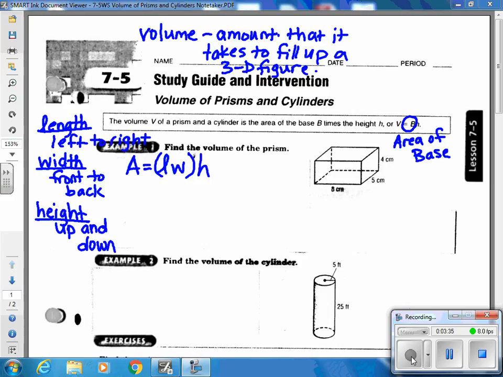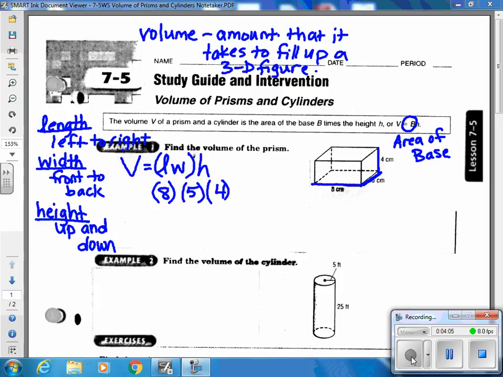So looking at our shape, the left to right number is right here in front of you. If this is the front of your box, then the 8 is your length. So in the formula, we're going to do 8, and then this area over here is not area, we're finding volume now, so I'll change that to a V. And then the W is the width or the side piece, that would be the 5. And the height is how tall the box is. The box is 4 centimeters tall. So there's the correct placement of the numbers.